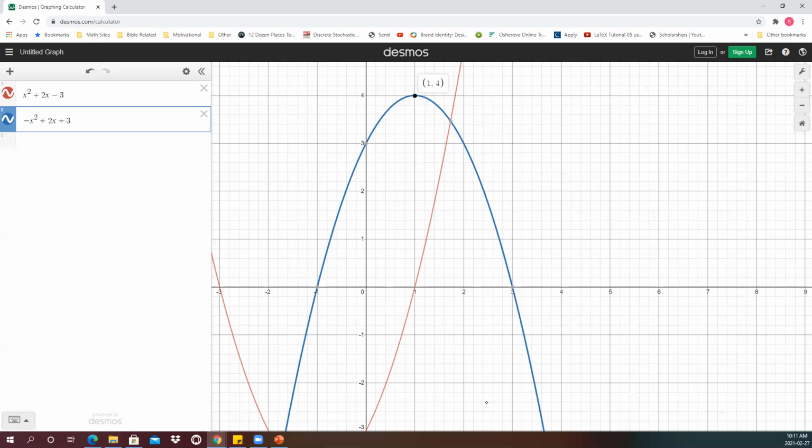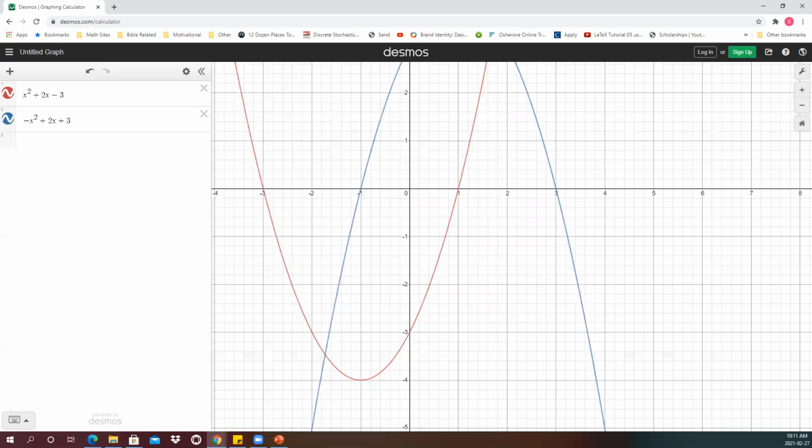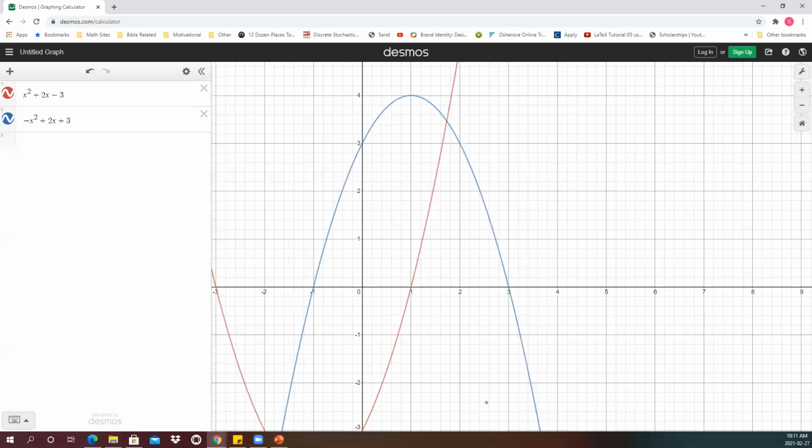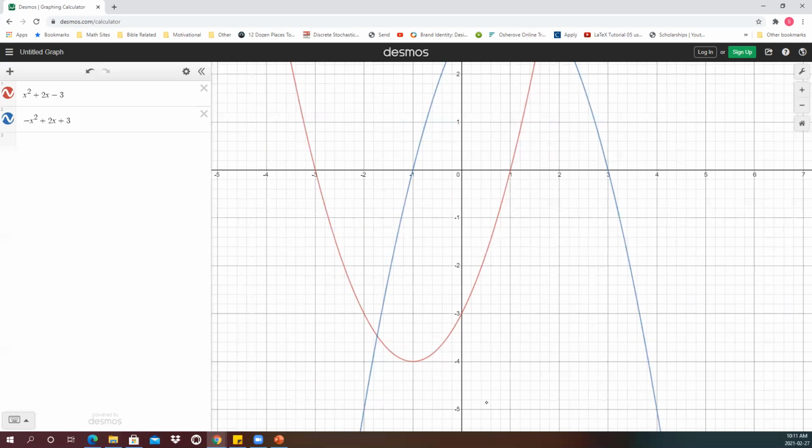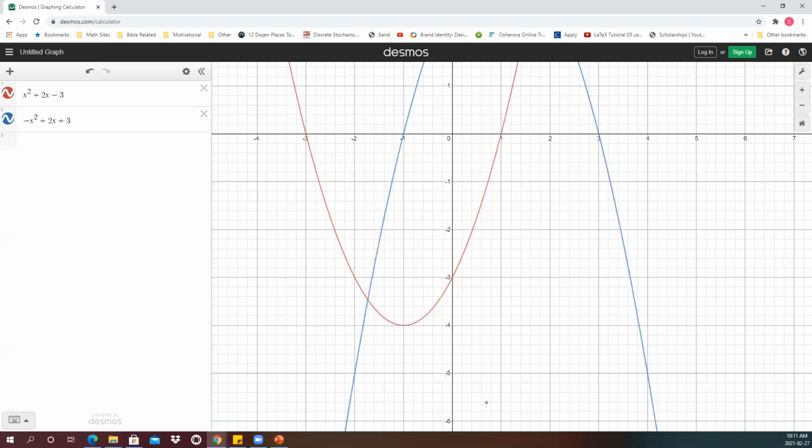Are you following me? Mm-hmm. Right. So when you say your line of symmetry is x equals 1, you're saying if you draw a line through x equals 1 from top to bottom, that would cut the graph completely in half, right? That's right, great.